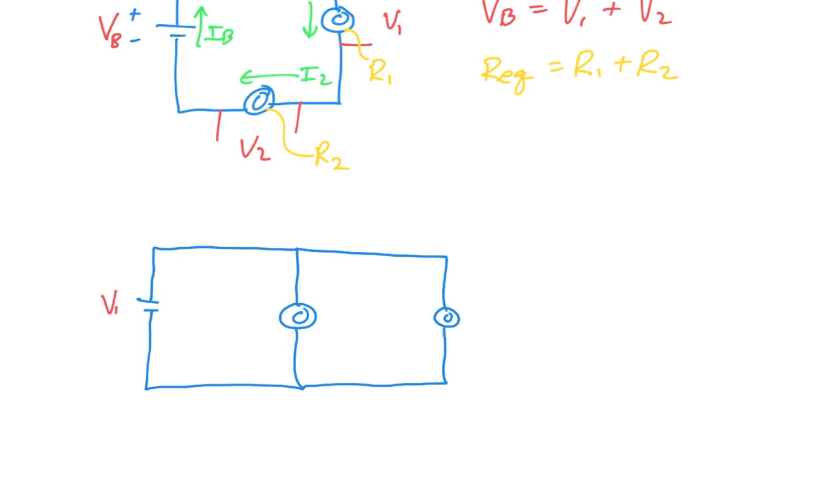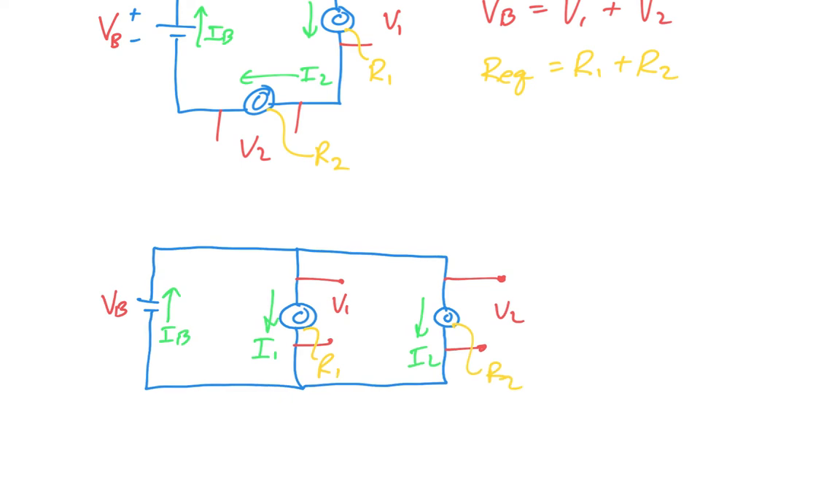Again, we've got some battery voltage, and we can measure the voltage across this first light bulb and call it V1. We can measure the voltage across this light bulb and call it V2. We know we're going to have current from the battery. We know we're going to have current through this first light bulb. We know we're going to have current through this second light bulb. And we know that this first light bulb is going to have some resistance R1, and the second light bulb will have some resistance R2.